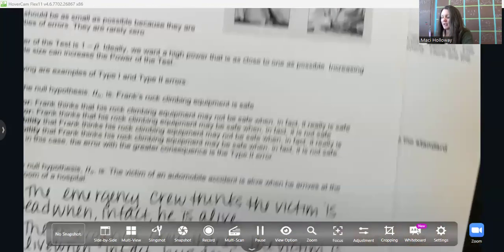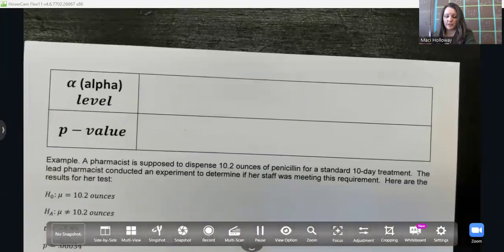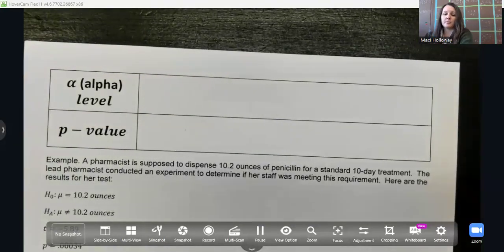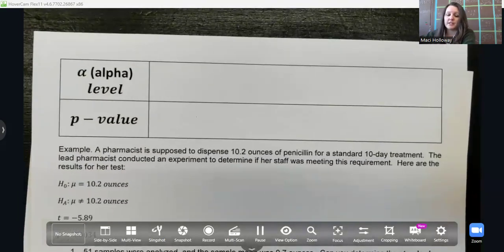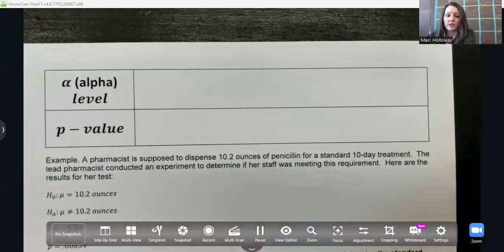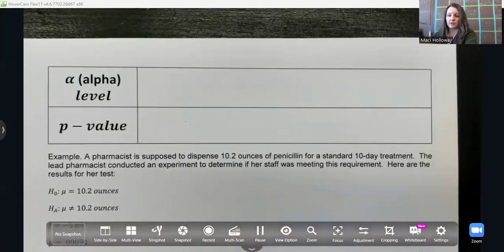Let's flip it to the back and we'll talk a little bit more about this alpha level and p-value. So alpha level we talked about was the probability. So it's a significance level. We call it a significance level that tells us what area in the tails of our distribution we consider our rejection region. So we've talked about this in our confidence interval of 95%. So this is the alpha level, that 0.05, that tells us when we need to consider it our rejection region.